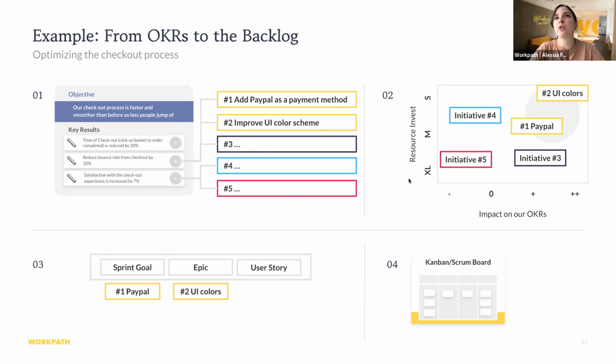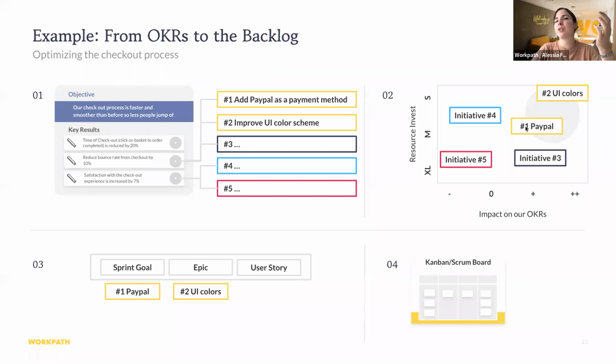And this is where we want to put the impact on the OKRs as a prioritization method a bit to the forefront. Here we can say, how many resources do I have to invest, and what is the expected impact on the OKRs? Maybe we have discussed this with the team already. So the engineers say, well, implementing PayPal is definitely harder than the UI colors. Of course, that's something that we think has a big impact, and it's less effort than the last initiative. So let's focus on the ones that are small and have quite a high impact. So this is what we would then choose.